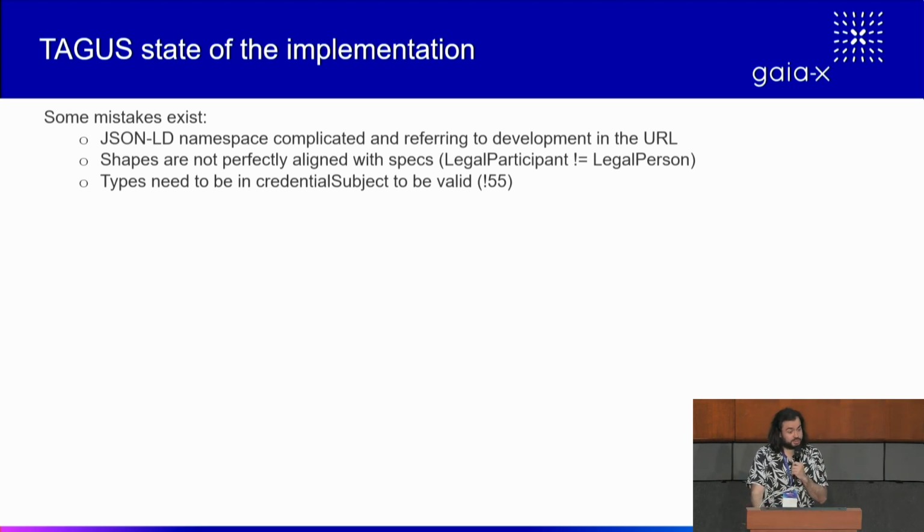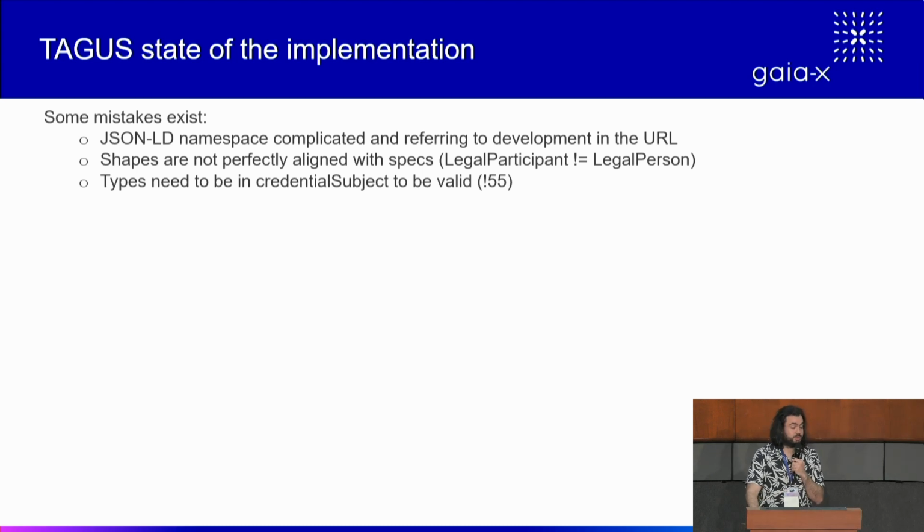We are human, after all, and we made some mistakes. One of the biggest ones is the fact that our namespace, the Gaia-X namespace for the JSON-LD context, is very complicated. It's referring to a development URL and so on. This has changed already for the Loire release. You will have a nice w3id.org/Gaia-X namespace that will be way more comfortable for everyone.